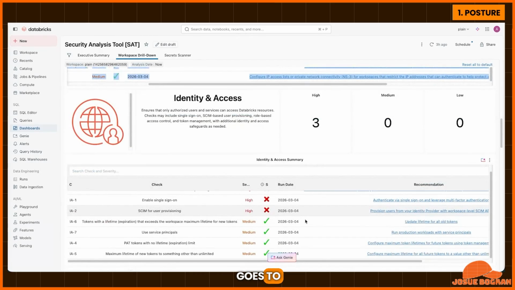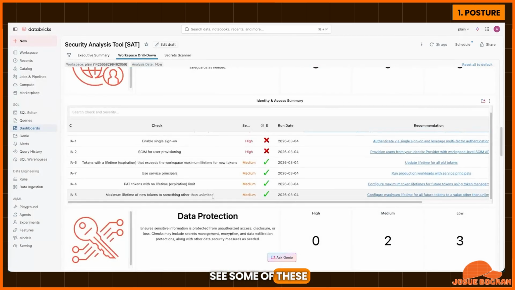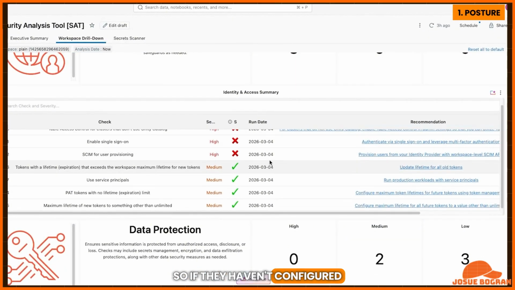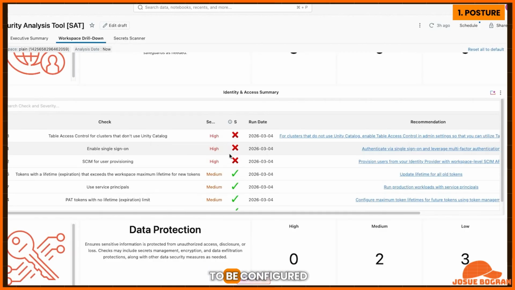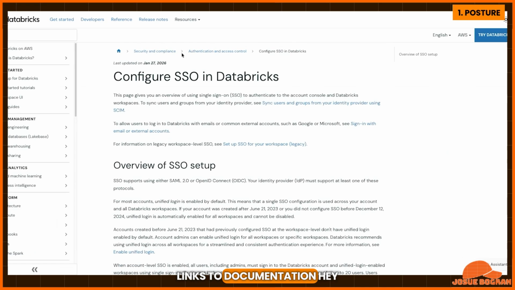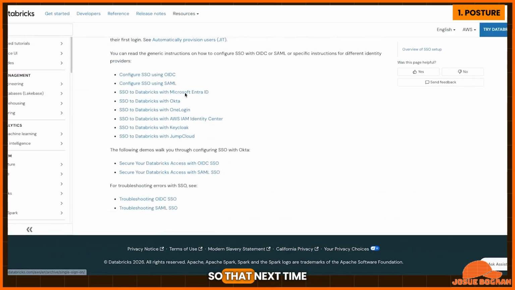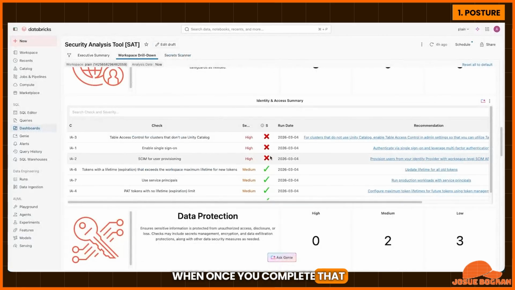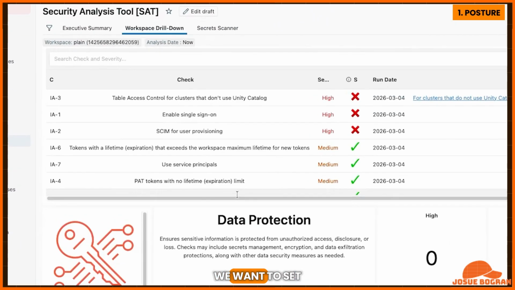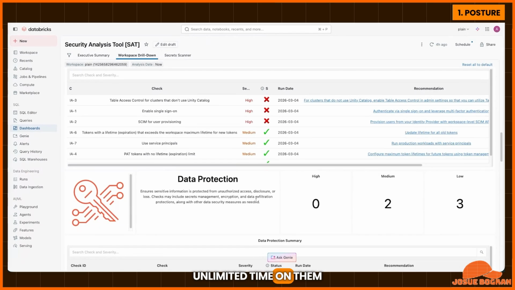That same thing goes for some of these configurations, like, we would like to see some of the scheme configured. So if they haven't configured it, we want to see if we want SSO to be configured. If not, we are going to give them links to documentation. Hey, you didn't configure single sign-on, and here are the steps to configure, so that next time you run SAT, it becomes green, right? We want to set max lifetime on your tokens. We don't want these tokens to end up there with unlimited time on them, right?